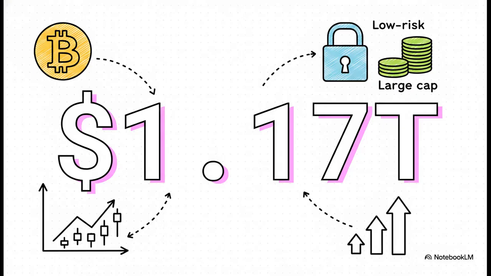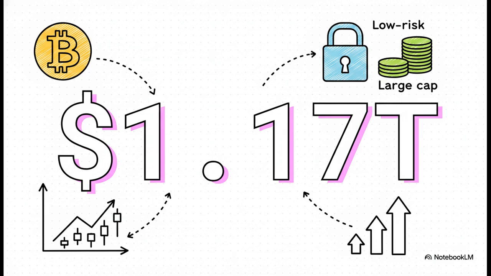Now, what's really interesting about this slide is what happens when you apply this exact math to the top of the market. The numbers are just staggering. Let's calculate Bitcoin's market cap for a second. If the price is $60,000 and the circulating supply is 19.5 million coins, you multiply those together and bam, you get $1.17 trillion.